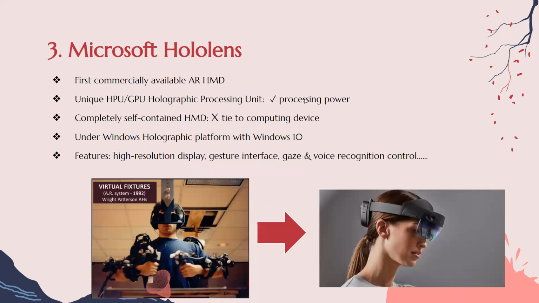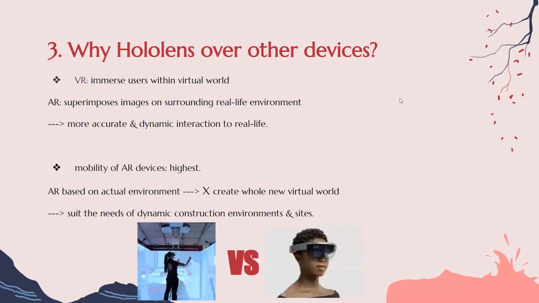The final device, which is also the device our group chooses, is the Microsoft HoloLens. It is the first commercially available AR HMD and contains features like high-resolution display, gesture interface, gaze and voice recognition control, etc. And the reason why we are choosing HoloLens over other devices is that unlike the very immersive VR, AR only superimposes images on surrounding real-life environments.